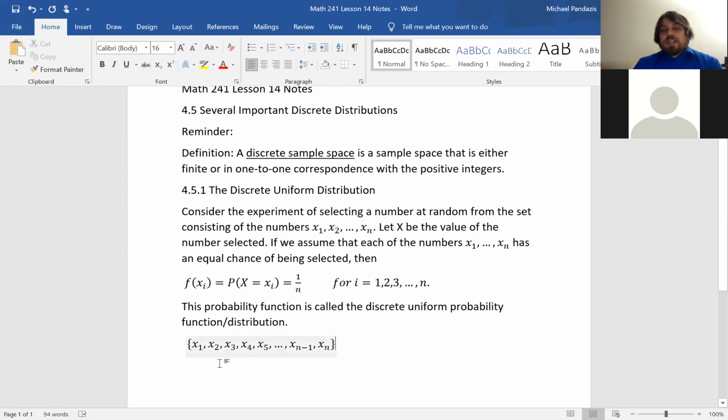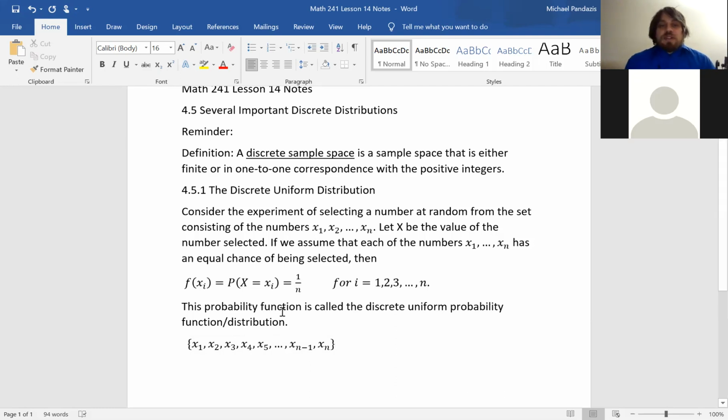If we assume that each of the numbers x1 to xn has an equal chance of being selected, okay, and so selecting each value is equally likely, that's the assumption, then f of x sub i, which is equal to the probability that the value of capital X is little xi, is equal to 1 over n, meaning the probability of selecting any of them is 1 over n, because they're each equally likely to be selected, and there's n of them, right? So if n things in the set are equally likely to be selected, the probability of selecting any one of them is just 1 over the total n, okay?